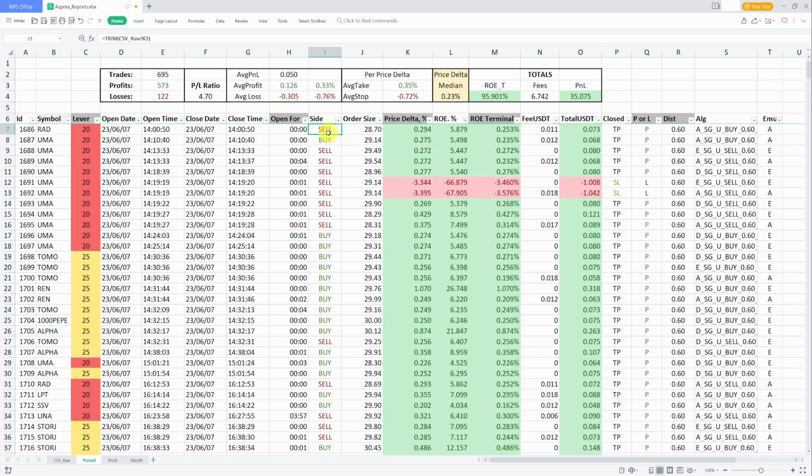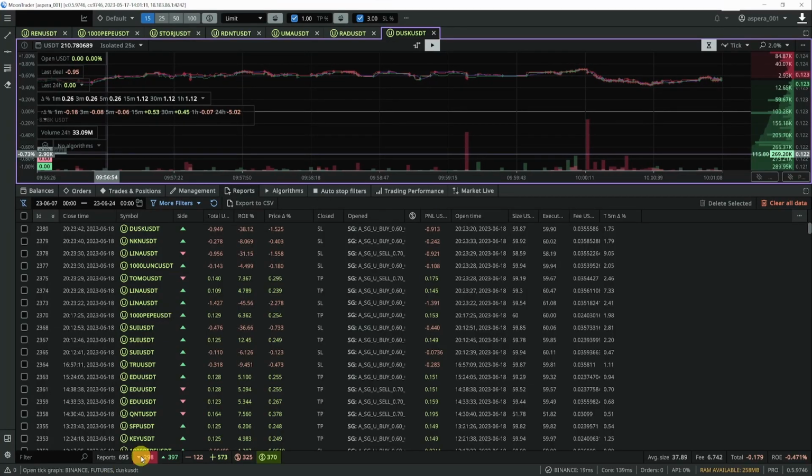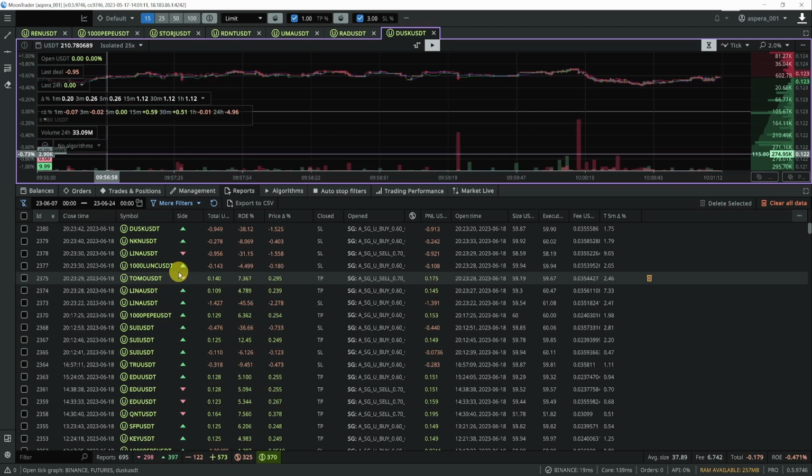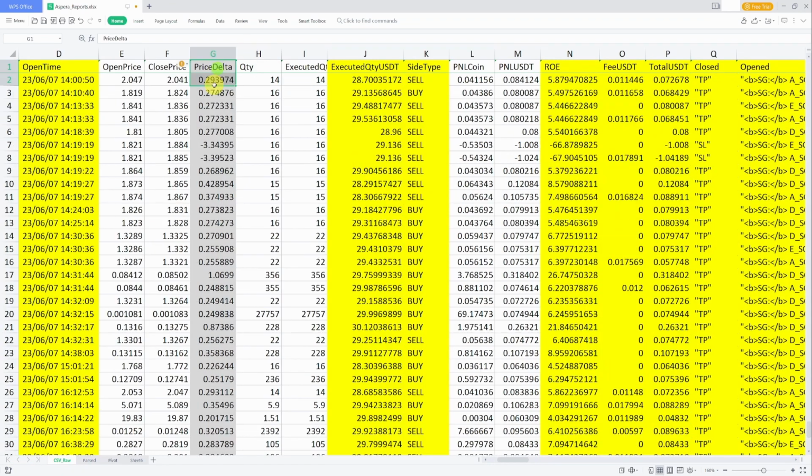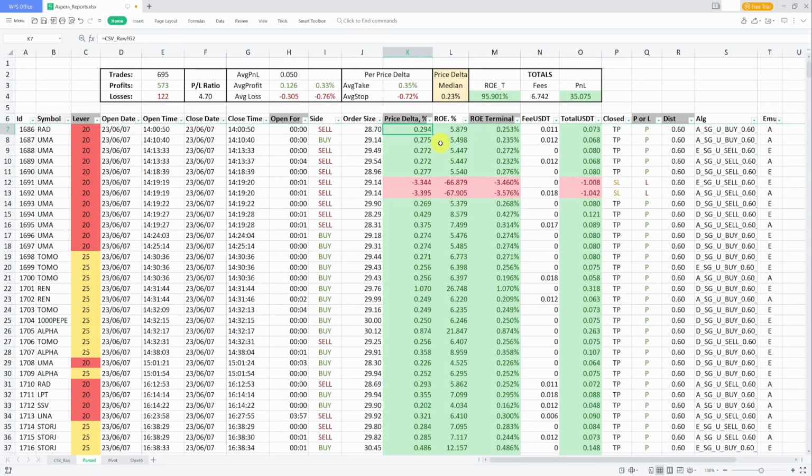Next, for the side, I've just colored them red for sell and green for buy, just as we have here in the terminal. This red arrow is for sell, green arrow is for buy. Next, I got a new column called price delta. It really comes straight from the raw reports. Right here, this is the column. It is simply a difference in percentage between the close price and the open price of any trade. And why I need that will become clear in just a bit.